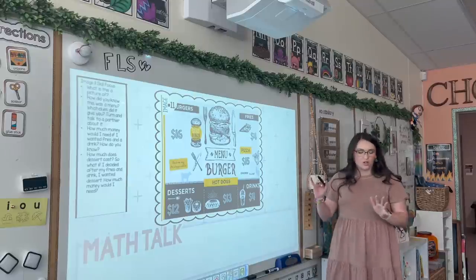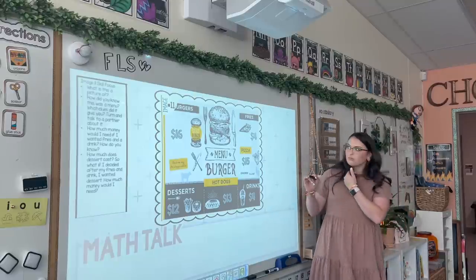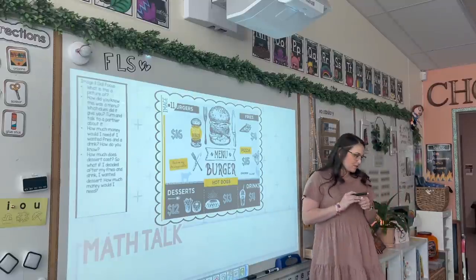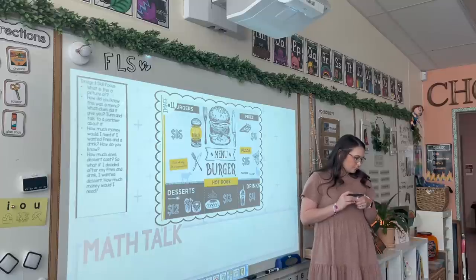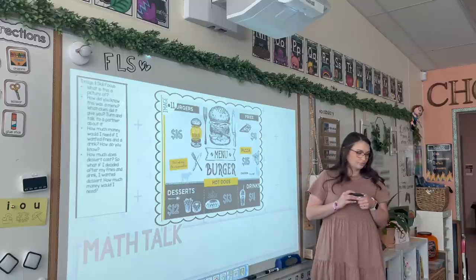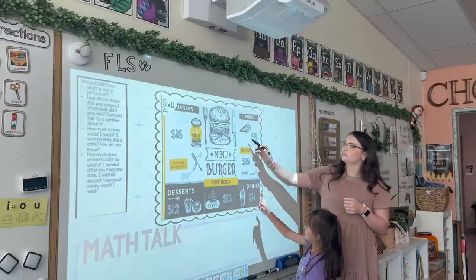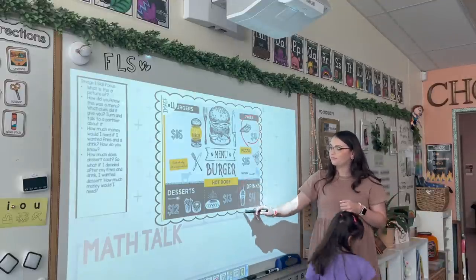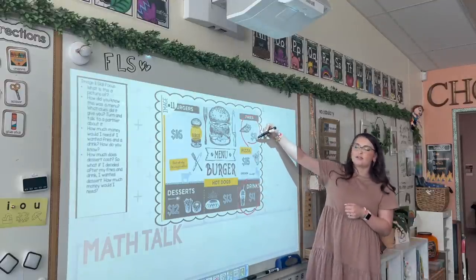$8. How did you get $8? Because 4 + 4 = 8. Where'd you get 4 + 4? What is 4? It says right there that there's 4 and right there. Thank you. See? So she says fries are $4.